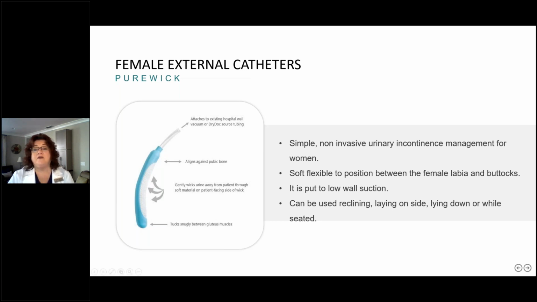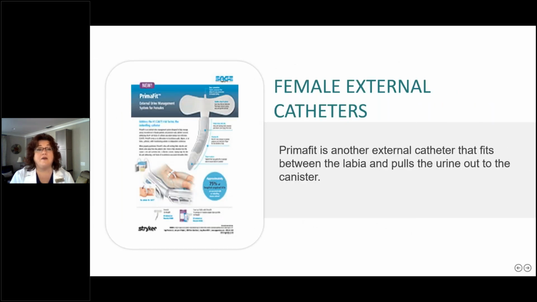It can be used in a reclining position, laying on the side, laying flat, or while seated. It's a very effective method. I am so sorry that I didn't invent this, because this is huge. It's such a wonderful thing that we have. Sage puts one out as well. I have not tried this one. This one, however, has a tape that goes across the lower abdomen that might help hold it in place a little bit better.